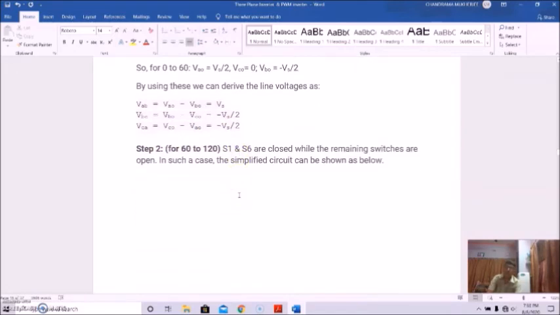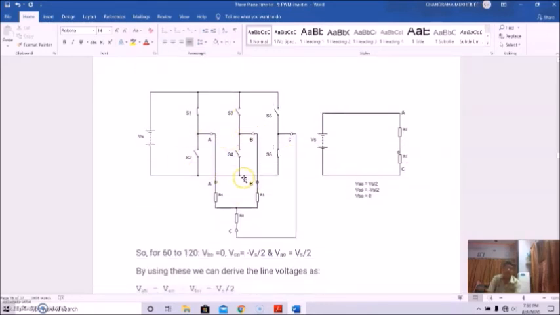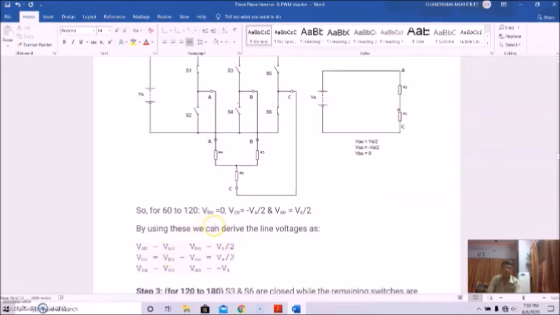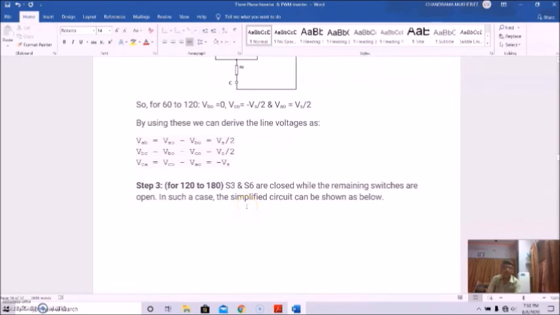For step 2, that is from 60 to 120 degree, switch 1 and switch 6 are closed, the remaining switches are open. In such a case, the simplified circuit can be shown like this. For 60 to 120 degree, VBO equal to 0, VCO equal to minus Vs by 2, and VAO equal to Vs by 2. By using this, we can derive the line voltage as VAB equal to VAO minus VBO equal to Vs by 2, VBC equal to VBO minus VCO equal to Vs by 2, and VCA equal to VCO minus VAO equal to minus Vs. So this is for step 2.